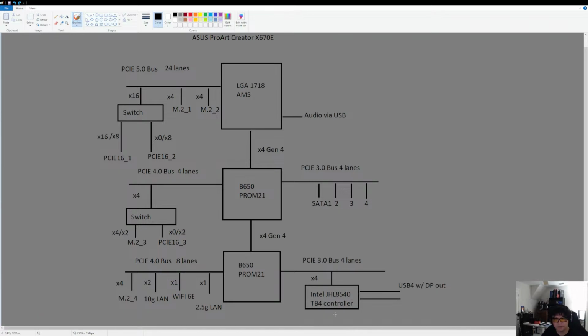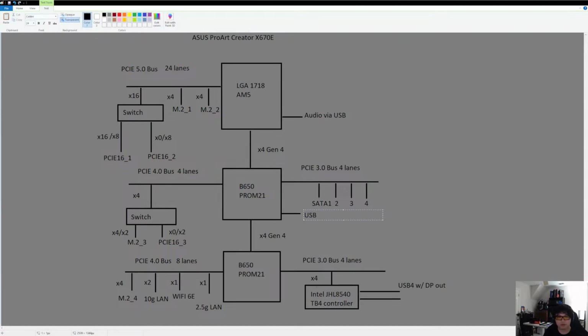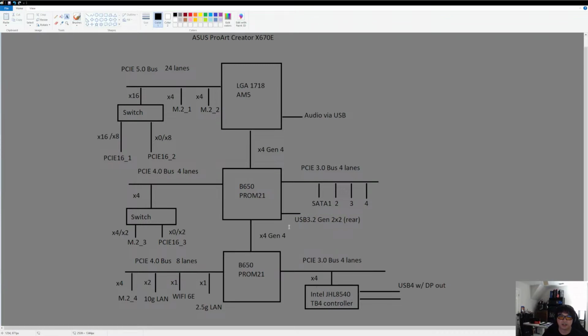Now, for the 20 gig USB, those go to the chipset. So, for example, ASUS listed a USB 3.2 Gen 2x2 on the rear of the motherboard. That one goes to the primary chipset. The other one that they listed is another USB 3.2 Gen 2x2, which is a front panel connector, provided the case provides that connectivity. That one goes to the secondary chipset.